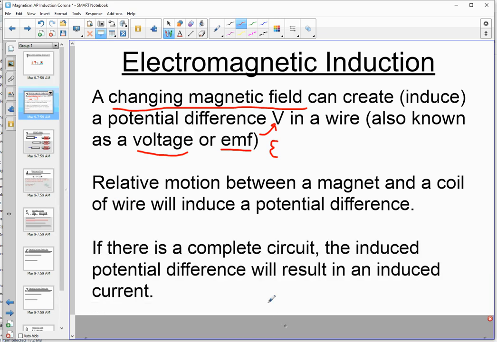And if there's a complete circuit, you're going to get some induced current. So up above here, we've been talking about an induced voltage or an induced potential difference. And you'll get that even if you have a broken circuit. But if you have a complete circuit, you will not only get the induced potential difference, you will also get a current to flow. So in many of the problems, we'll be calculating induced potential differences and induced currents.